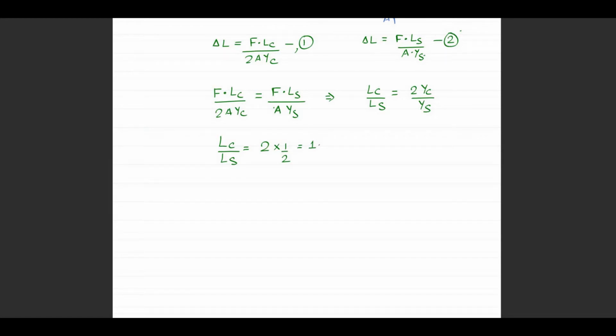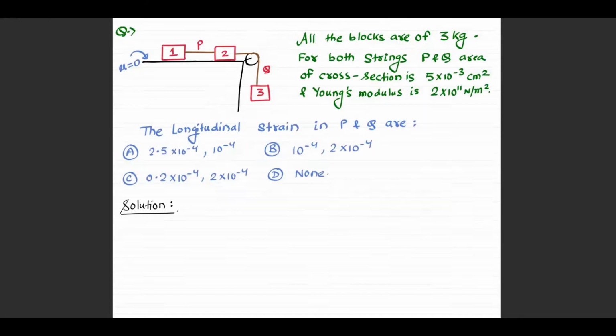So can I say, they should be of equal length, right? LC by LS is equal to 1. So they should have the same initial length.